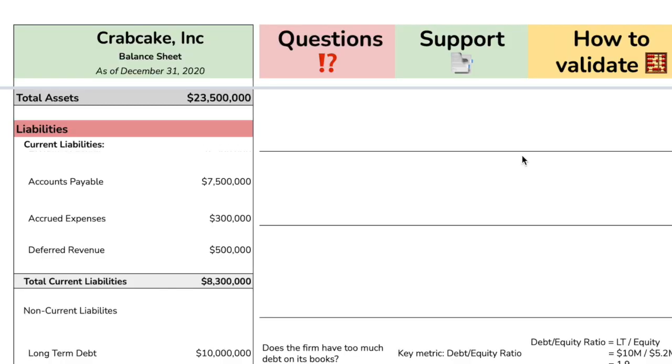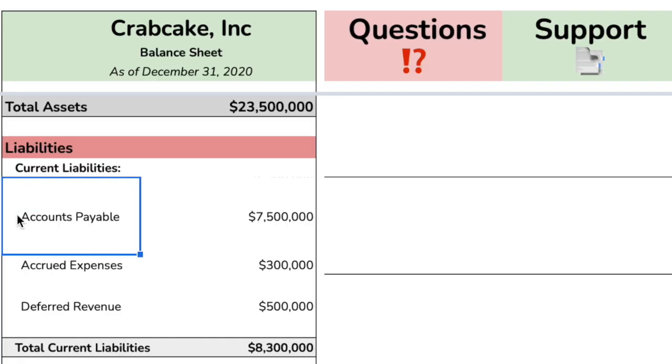Okay, so the next area of risk is going to be in the short-term liabilities or current liabilities. And we'll look first at accounts payable.